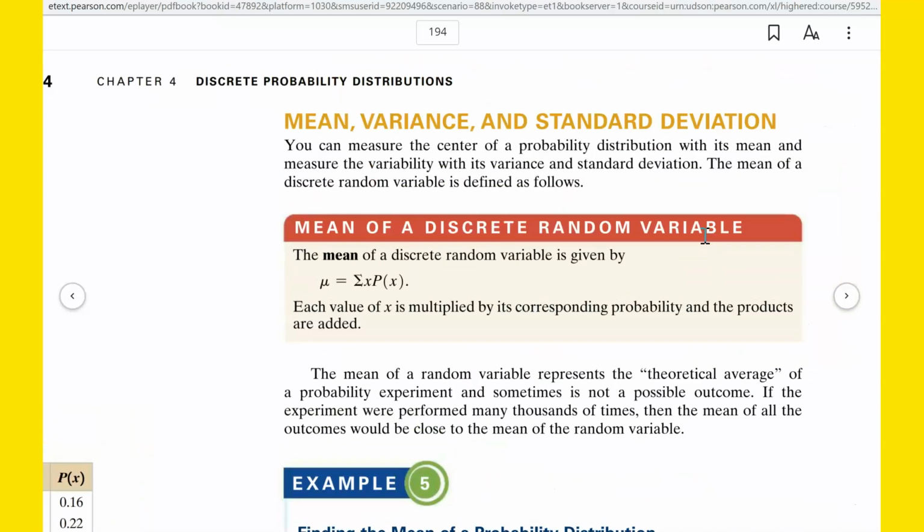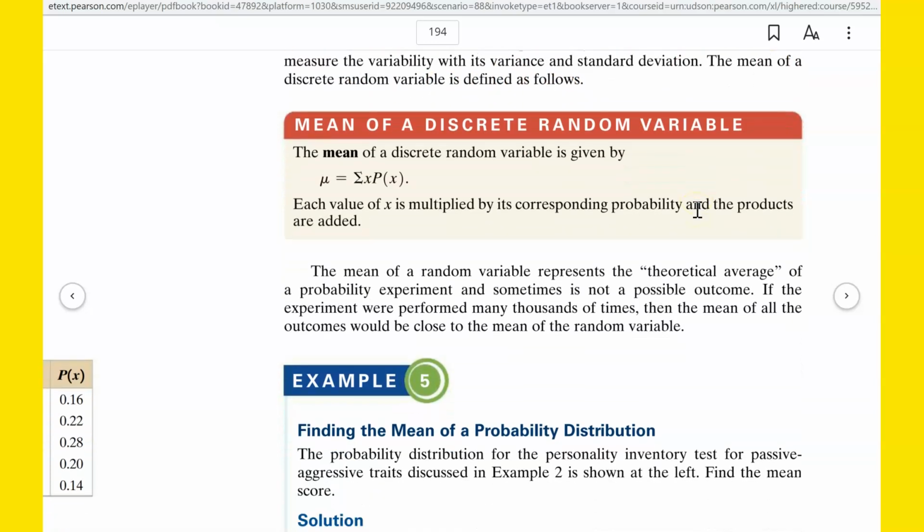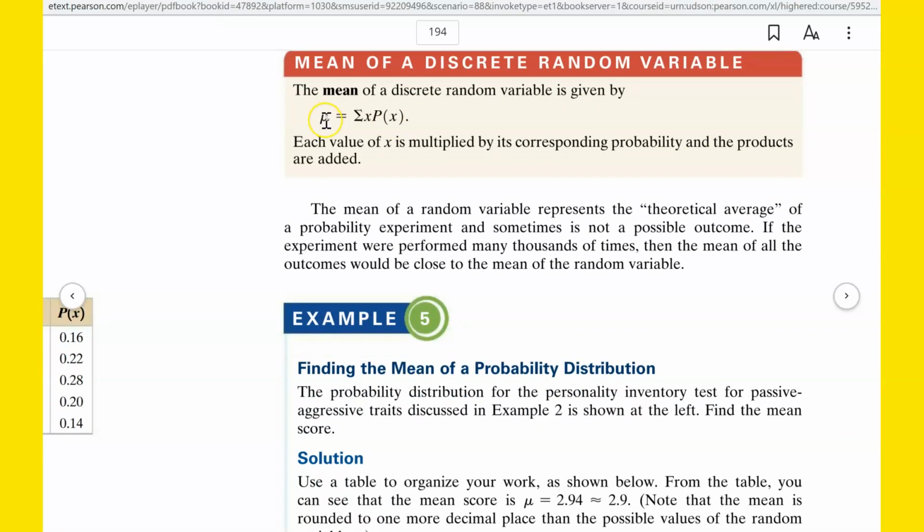Mean, variance, and standard deviation. You can measure the center of a probability distribution with its mean and measure the variability with its variance and standard deviation. The mean of a discrete random variable is defined as follows. The mean of a discrete random variable is the sum of a particular outcome times the probability of that outcome, and you're adding all that together, which is kind of like the expected value.